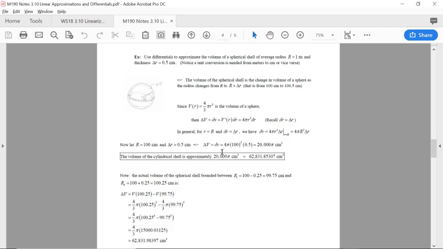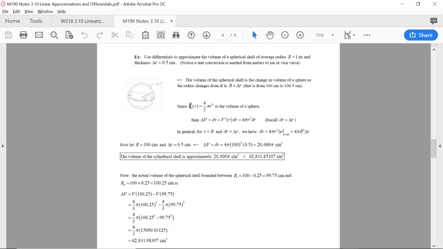And we can see how good the answer is going to be here. So how do we use differentials? Well, delta V is approximated by dV. So I have dV. That should be a capital V there, an uppercase V. Okay, dV is an approximation for delta V. So let's use dV.